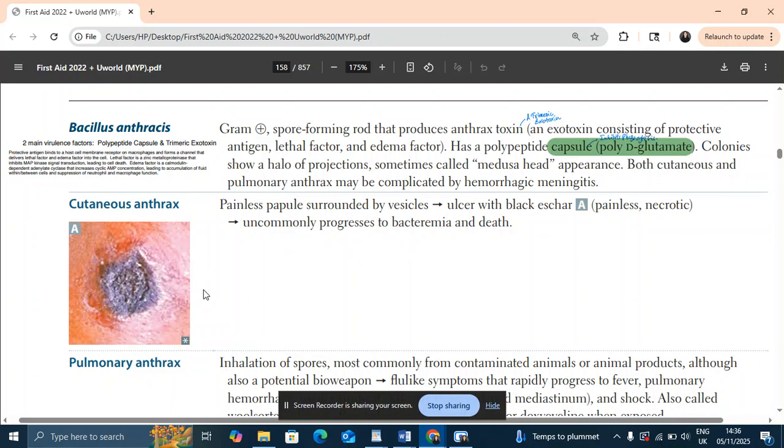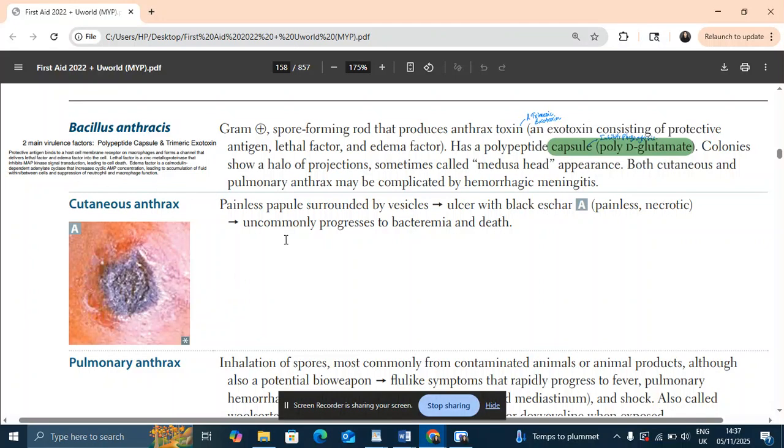The second step is that the painless papule is surrounded by vesicles. You can see these vesicles here. Then there is the formation of an ulcer with black eschar. So the first is a painless papule, then vesicles, and then an ulcer with black eschar. It is a local infection and it rarely causes bacteremia. It can cause death, but that is a very uncommon finding. Mostly it is a local infection, but it can uncommonly progress to bacteremia and eventually death.